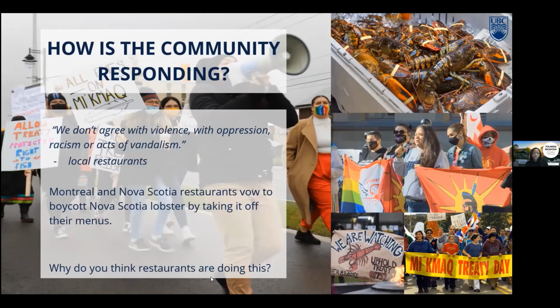So having a look at this, we can see that food is not just a basic need that we all need for survival, but it's also connected with social life. Taking a look at this, there are restrictions, conflicts, and a lot of tension towards respecting Indigenous rights as seen in the lobster protests.